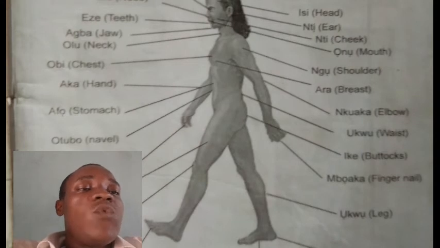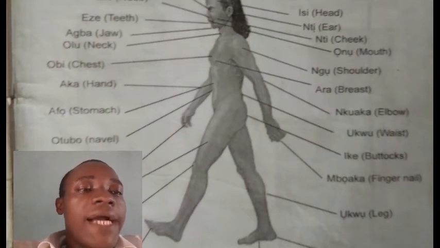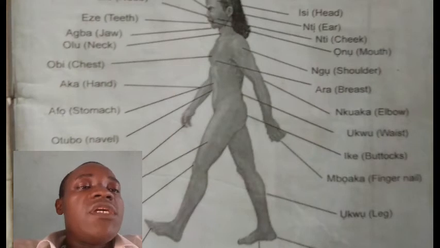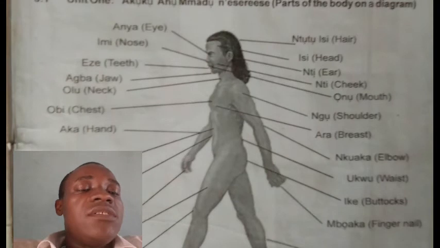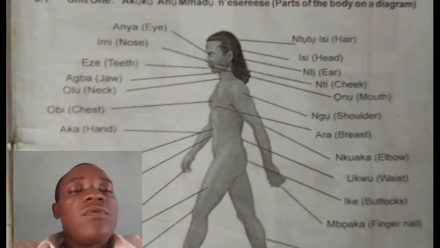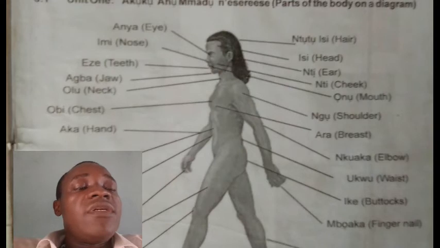We have the waist. It's called úkù. We have the elbow. It's called nkù aka in Igbo. Have the breast. It's called ara in Igbo. We have the shoulder. The shoulder is called ngọ in Igbo. We have the mouth. The mouth is called ọnụ in Igbo.